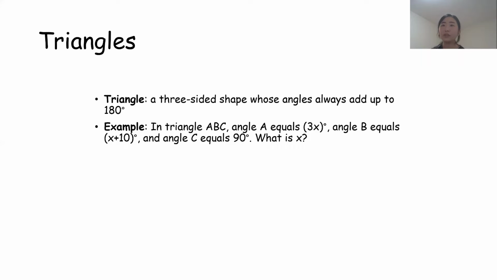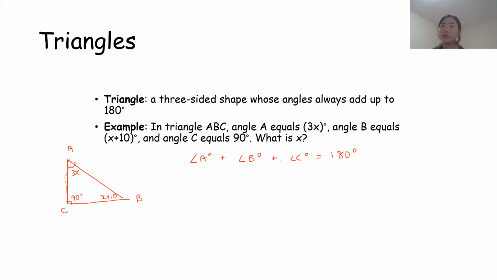Angles are particularly important for the definition of a triangle because a triangle is defined to be a three-sided shape whose angles always add up to 180. So in this example, triangle ABC has an angle A that equals 3x degrees, an angle B that equals x plus 10 degrees, and angle C that equals 90 degrees. So same as before, we know what all these angles add up to, which is 180. So we can write that down. Angle A plus angle B plus angle C all should equal 180 degrees.